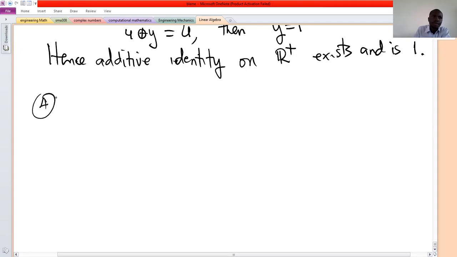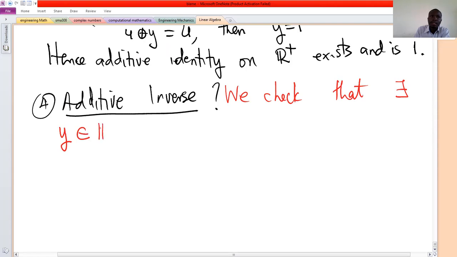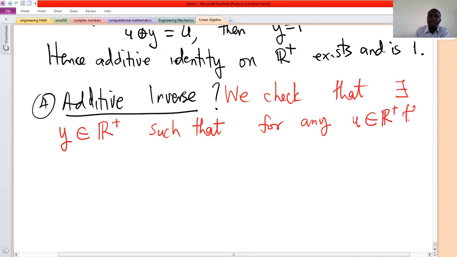Number 4, additive inverse. Now for additive inverse, we check that there exists an element, say y, in this set R plus, such that for any element u in this set R plus, if I take that u and add it to y, I should get the additive identity, whose value was found to be 1.